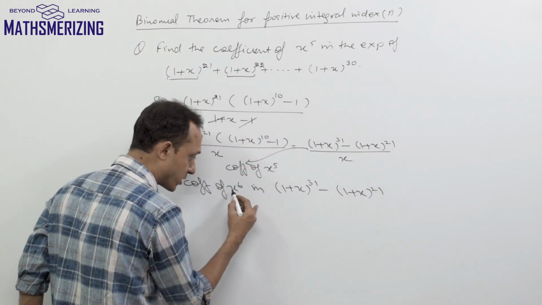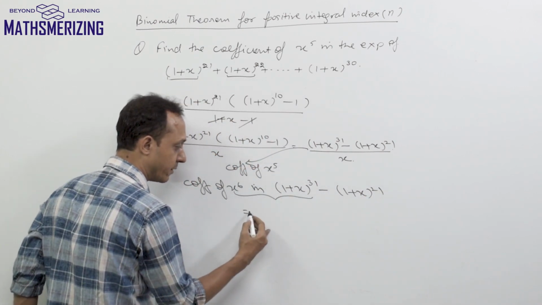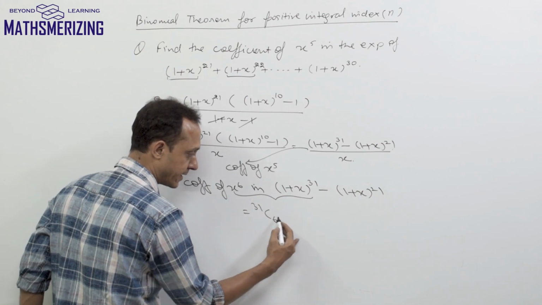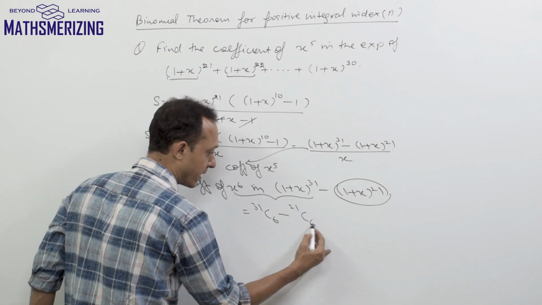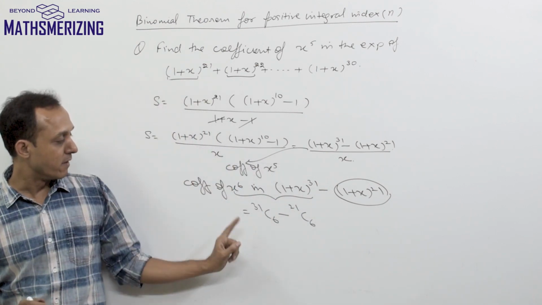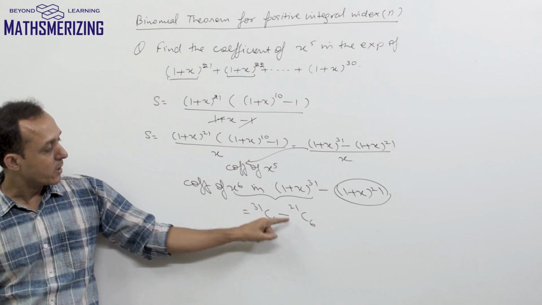So what is the coefficient of x^6 in (1 plus x)^31? There will be 31C6, and then minus, what is the coefficient from this? It will be 21C6. So the answer to this question will be 31C6 minus 21C6.